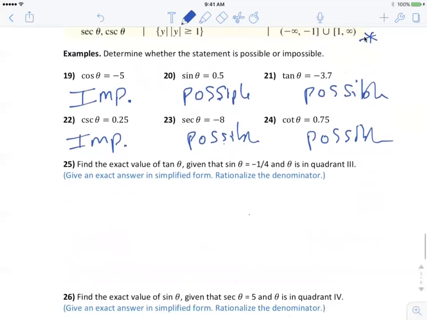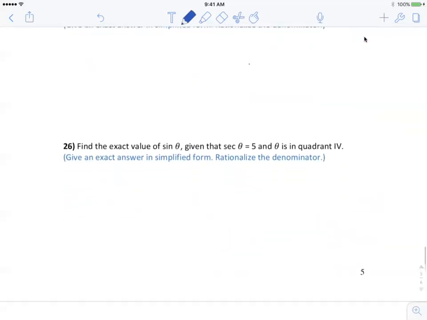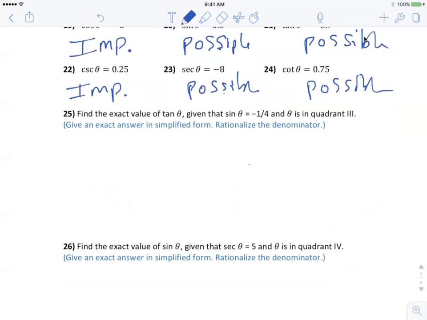One more on this page. Oh, no, two more. Okay, got our work cut out for us here. How about find the exact value of tangent if sine is -1/4 and theta is in quadrant 3. Now we're starting to get into some that we're going to have to go back to those definitions. I find that drawing these out might be helpful. For quadrant 3, that's down over here, right?